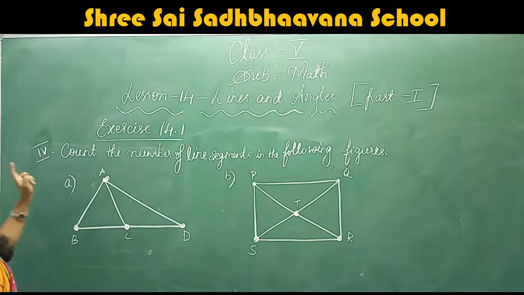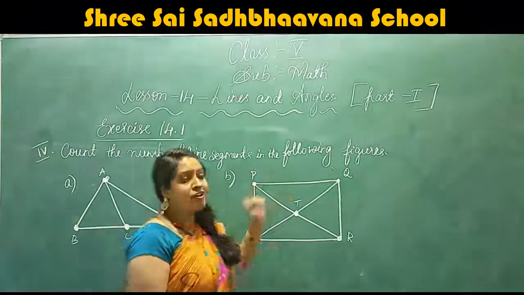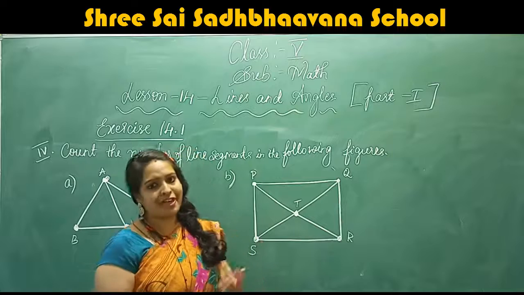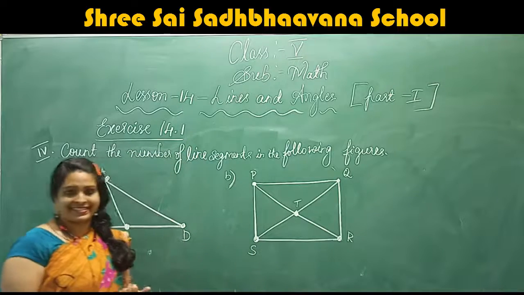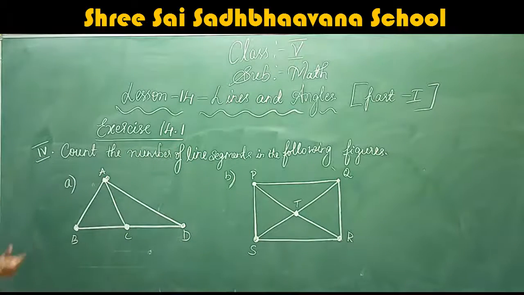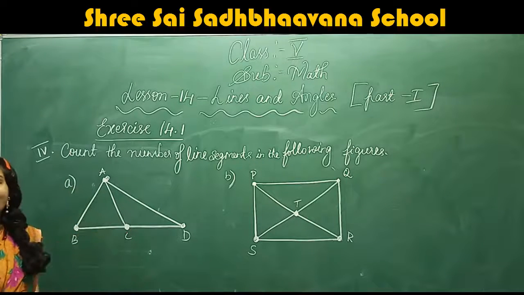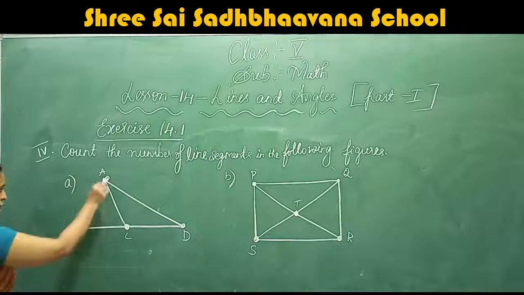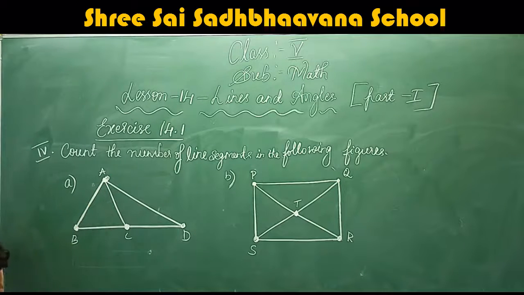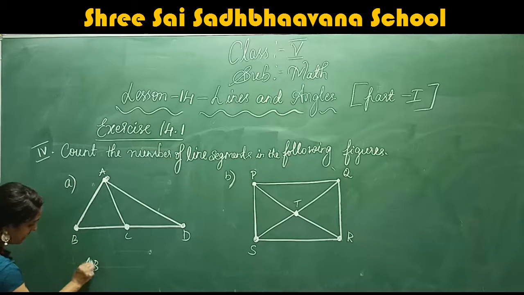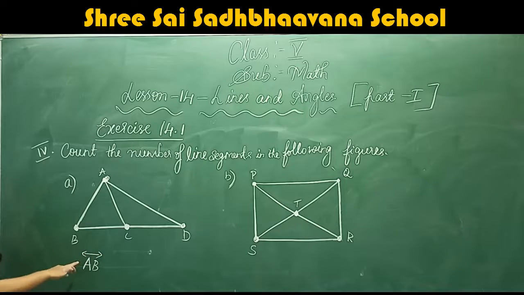So the fourth main, count the number of line segments in the following figures. What we have to do? We have to count the number of line segments in the following figure. So let us do that. How to do? So see the figure here. So let us see how many line segments are there. See the first one, AB. Okay, so line segment AB. See children, this is the symbol we are using to denote the line segment.